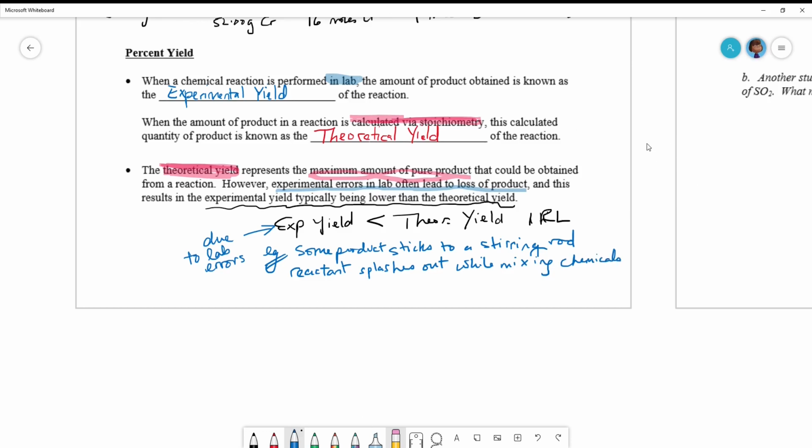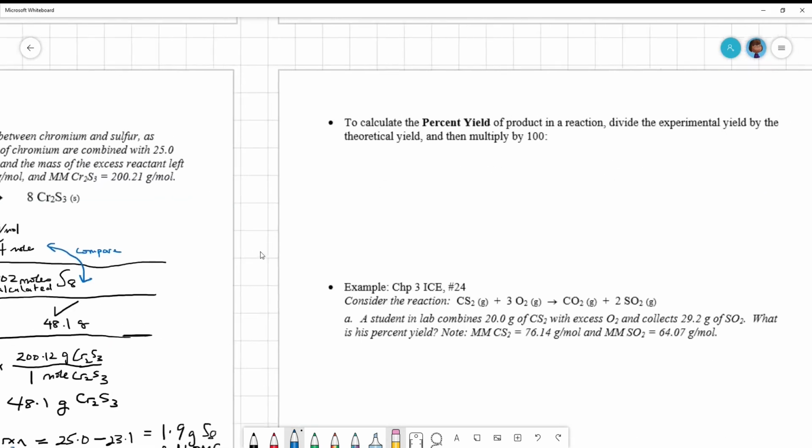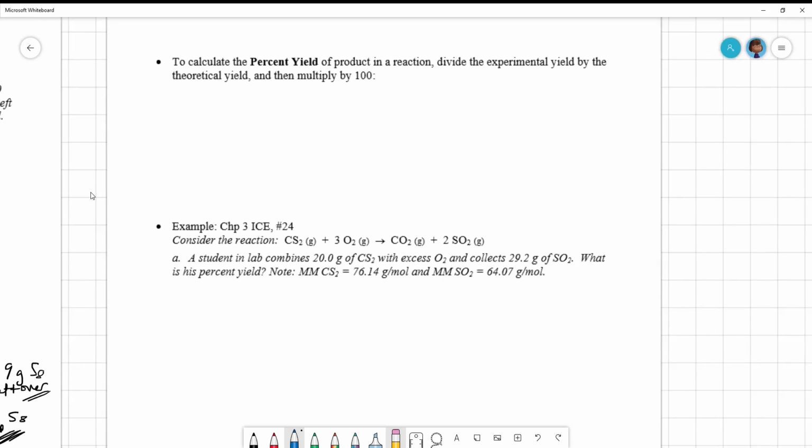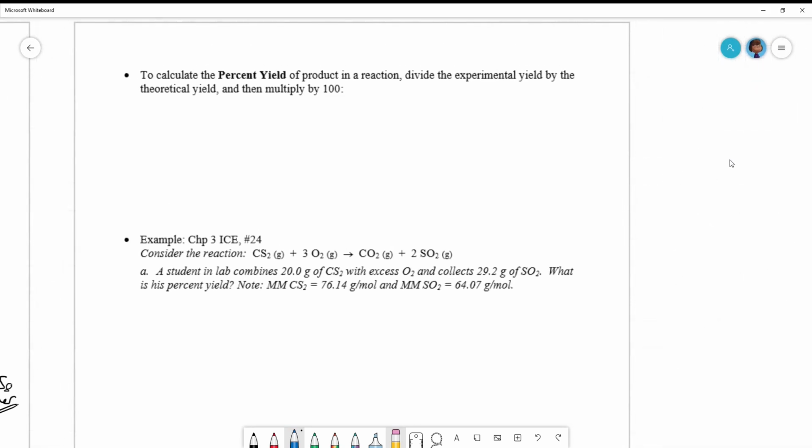Now, it turns out that a comparison, and I'm going to go to that last page of these notes handouts, a comparison of the experimental yield and the theoretical yield leads to what we're really interested in for this last little lecture here, and that is the percent yield of product.